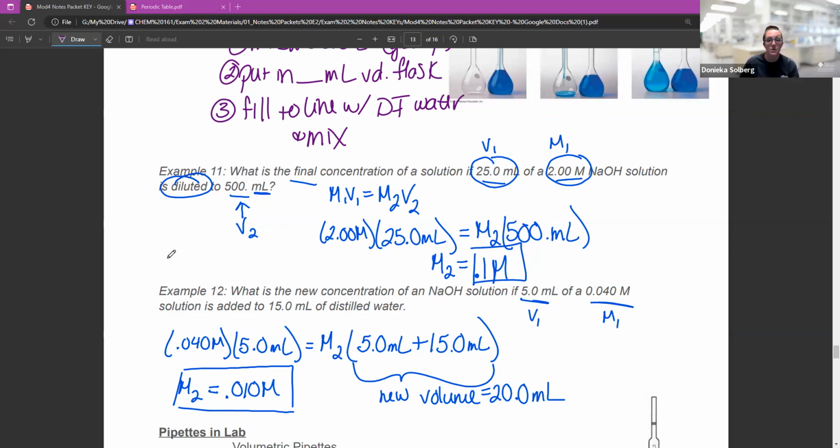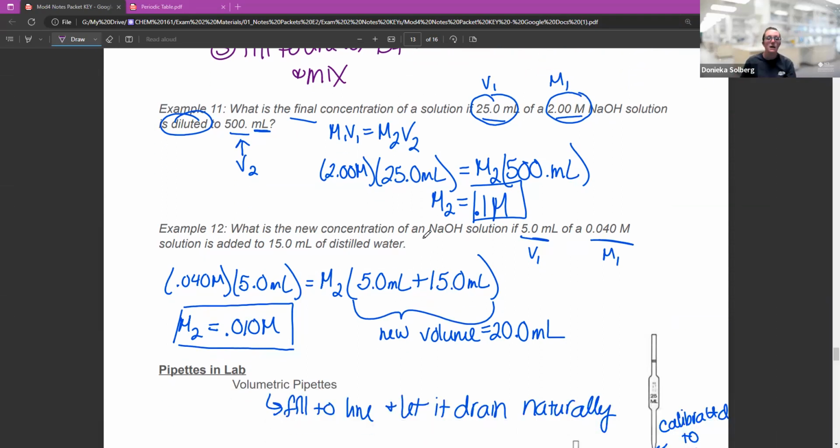Now, example number 12, you have to read very carefully. What is the new concentration? That tells me it's going to be a dilution of a sodium hydroxide solution if 5 milliliters of a 0.04 molar, so these go together, V1 and M1, is added to 15 milliliters of distilled water. Now, V2 is my new solution, not how much water I added. So V2 is actually 20 milliliters. You'll notice I added 5 and 15. So read carefully. My V2 is going to be 20. So my new molarity is 0.010 molar.